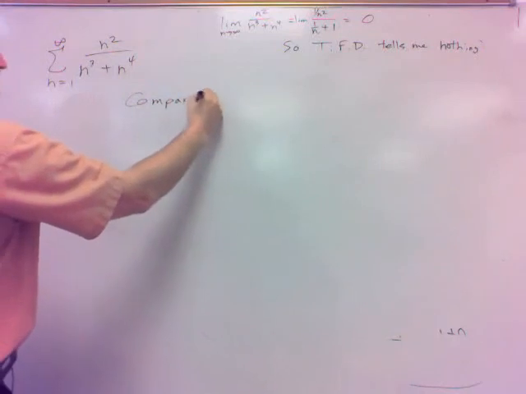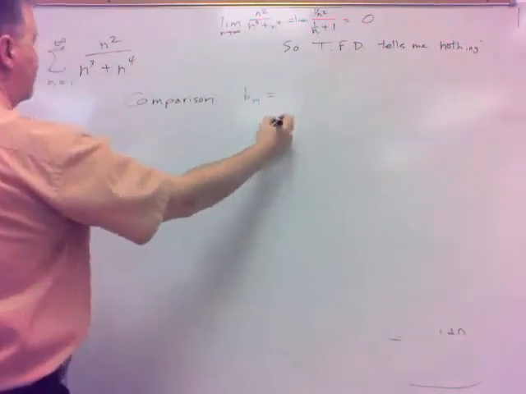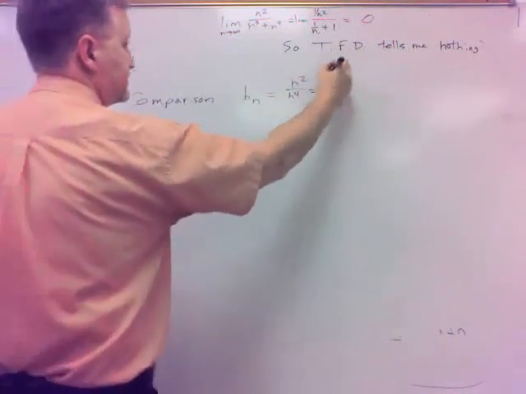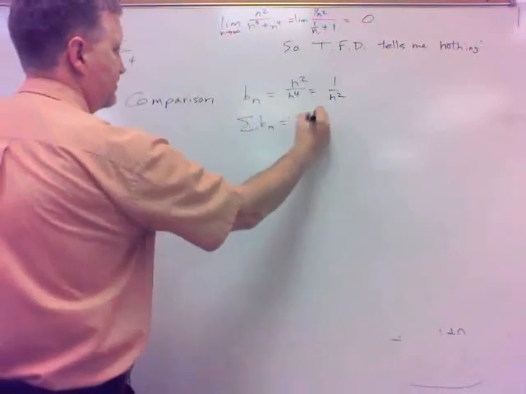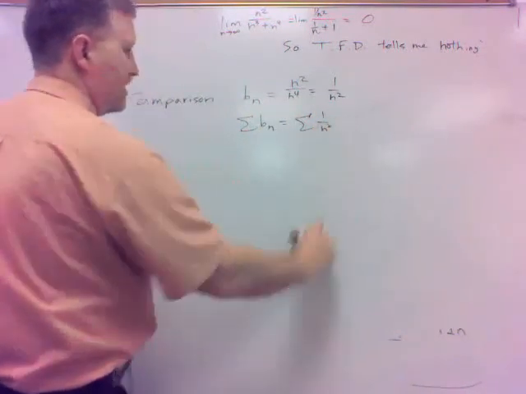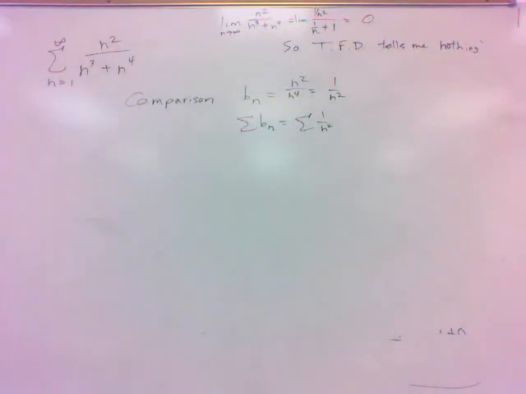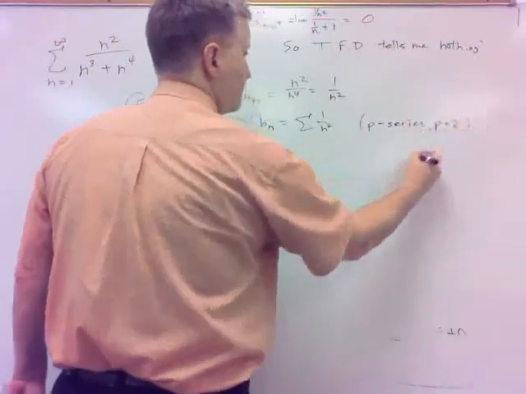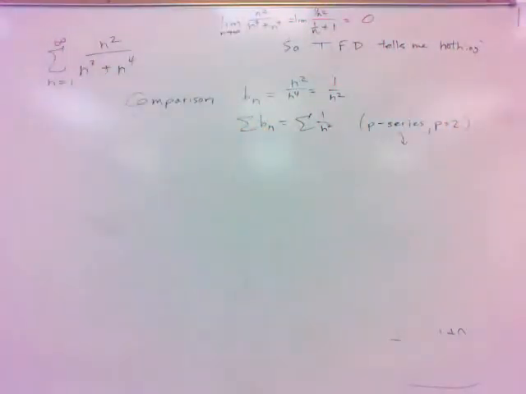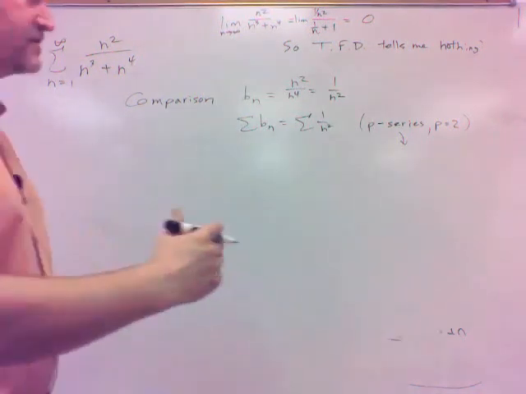Let's try the comparison. B sub n for the comparison would be n squared over n to the 4th, which is 1 over n squared. Yeah, that'd be a good comparison because the sum of the b sub n's would be the sum of the 1 over n squareds, which would be, what would that be? It's a P series, P equals 2, which tells me what? Convergent or divergent? P equals 2. That was one of our other tests. P series, P bigger than 1 is always convergent. If it's less than 1, it's divergent.